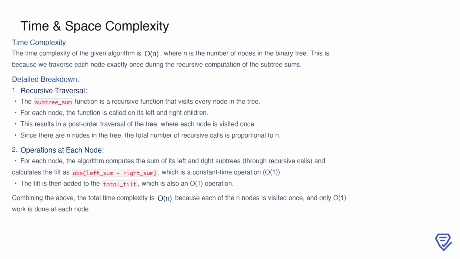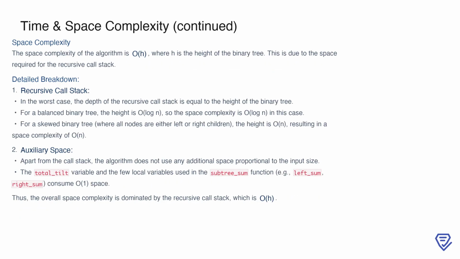Additionally, at each node, the algorithm performs a few operations. It computes the sum of the left and right subtrees, calculates the tilt as the absolute difference between these sums, and adds the tilt to the total. Each of these operations takes constant time, or O(1). Since every node is visited exactly once and only O(1) work is done per node, the overall time complexity is O(n). The space complexity of this algorithm is O(h), where h is the height of the binary tree.